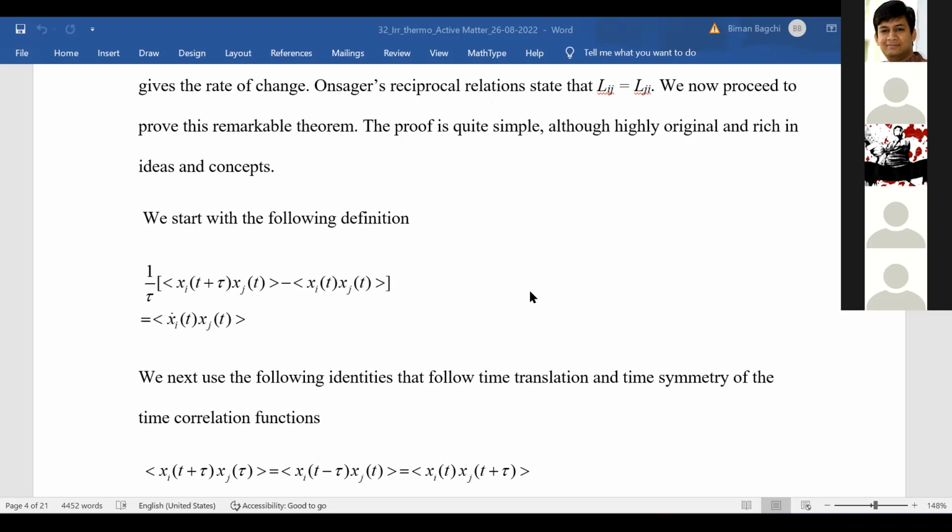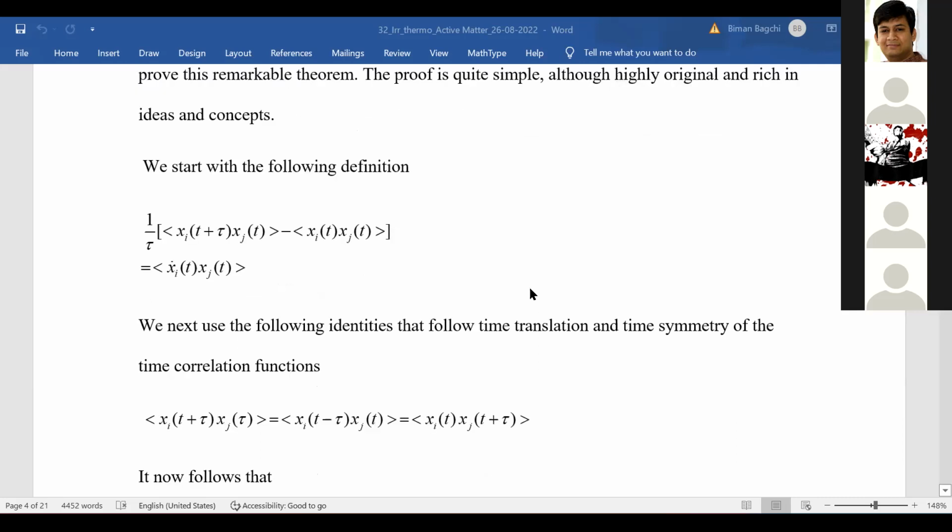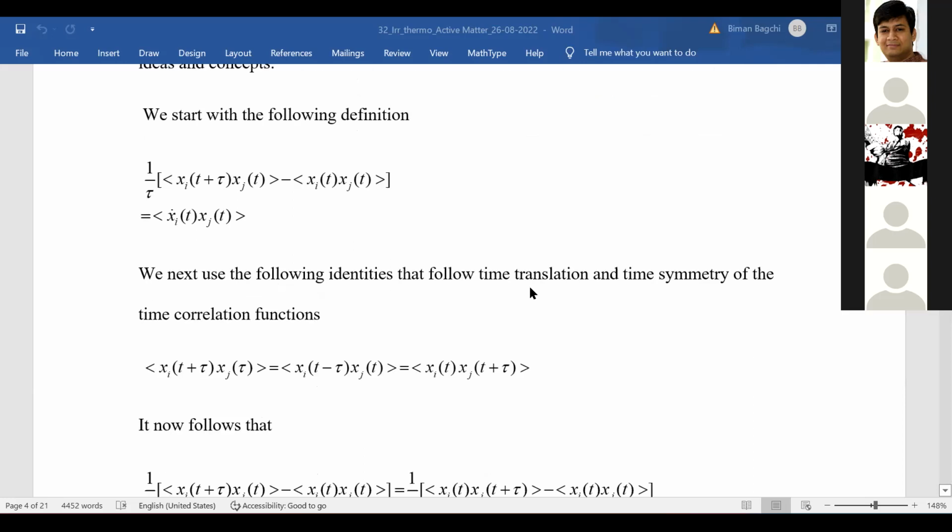The first equation there is just the definition of the time derivative. Now, Xi(t+tau) minus Xi(t), divided by tau, gives Xi dot(t) Xj(t). You can see all the equations are written by me. The dot has to be somehow a bit bigger. I don't know how, but I have to take the students' help to do it.